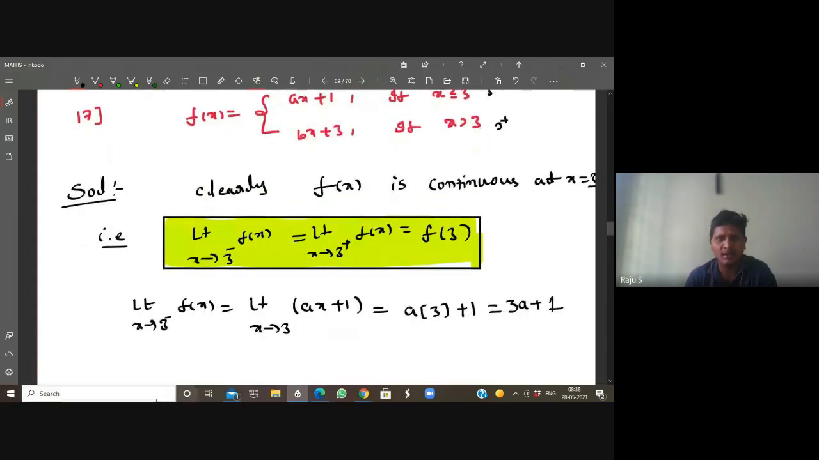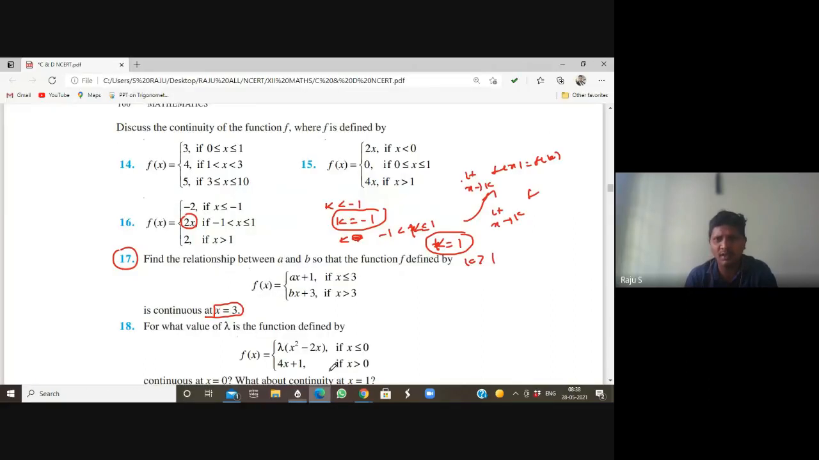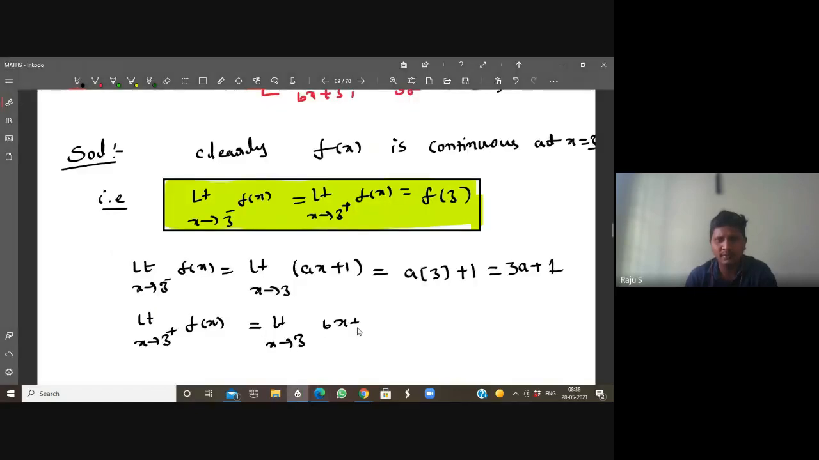Next, we have to find the right hand continuity. That is limit x tends to 3 plus f of x. So this is limit x tends to 3 plus, what is the function value? 3 plus means greater than 3, so bx plus 3. This is the function value. Now in place of x substitute 3. So 3b plus 3. Shall I write like this? b into 3, 3b plus 3. So this is the RHC.